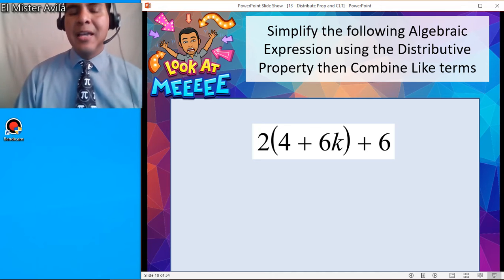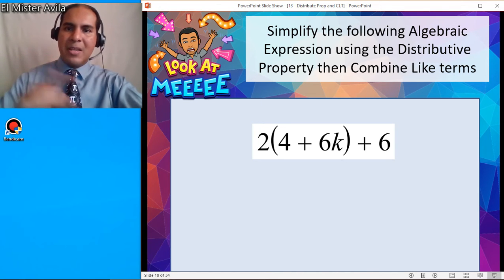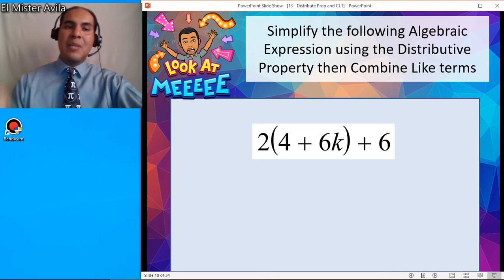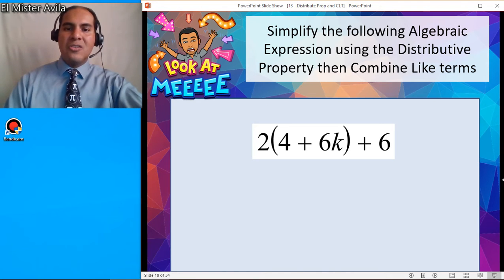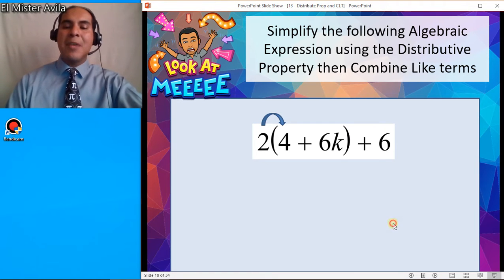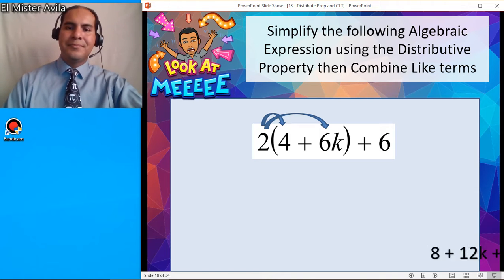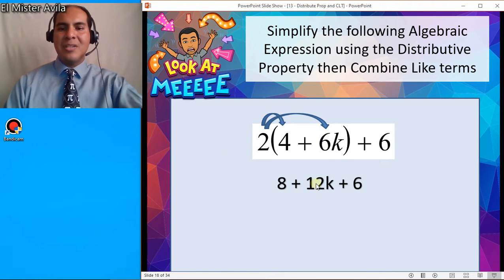Please write this down. Let's simplify this algebraic expression using two things. We're going to use the distributive property that we just learned and combining like terms that we learned in the previous lesson. So here, I see the 2 is being multiplied to the 4 plus 6k. I'm going to distribute first. So I'm going to multiply 2 times 4, and I'm going to multiply 2 times 6. What is 2 times 4? That's 8. 2 times 6 is 12.